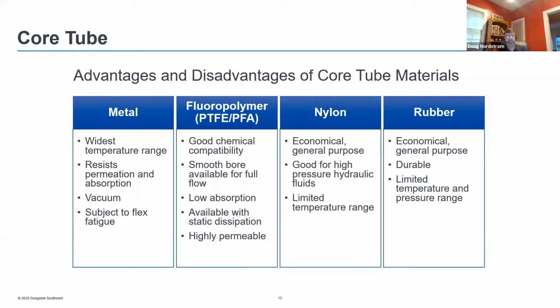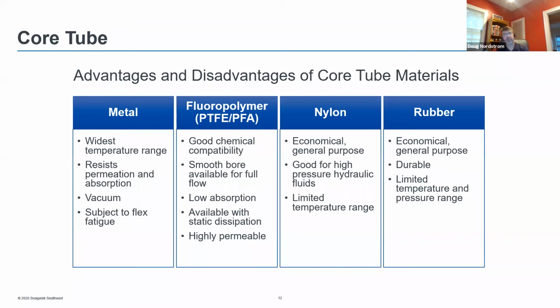PTFE fluoropolymer is a good compromise where it has good chemical compatibility with most anything. It allows for cleanability because of the smooth bore. It does permeate some, and it runs into an issue with static dissipation, which again, that's a part 2 topic we'll get into. But you need to be careful when specifying a PTFE core hose with static dissipation. It can cause leaks very quickly.